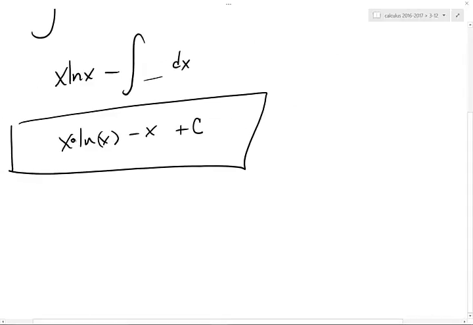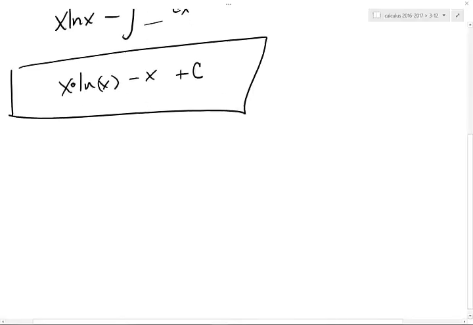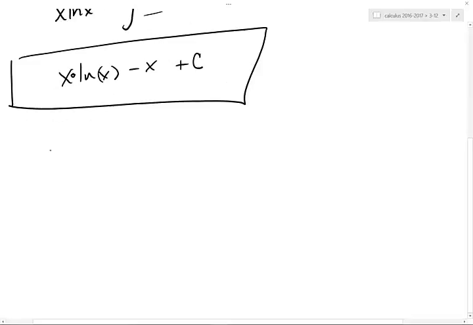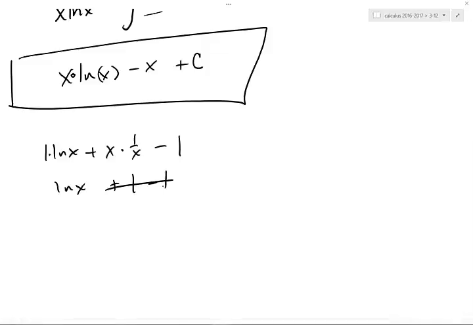Hey, this is a product rule, isn't it? What's the derivative of x? 1 times ln of x plus the first, which is x, times 1 over x, yes? Right? Minus, what's the derivative of x? Well, what is x times 1 over x? Well, how about that? ln of x plus 1 minus 1 is just ln of x. And the crowd goes wild.